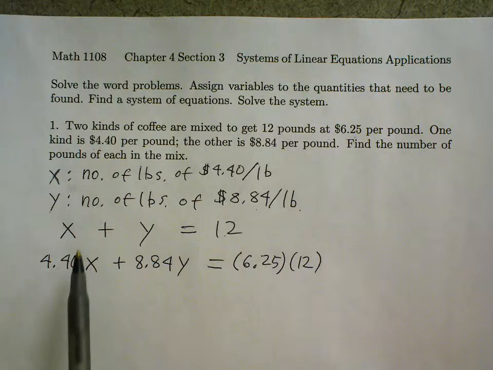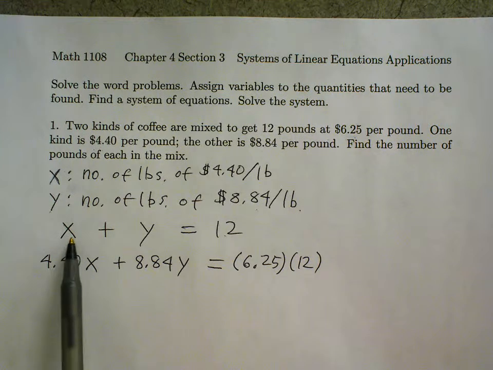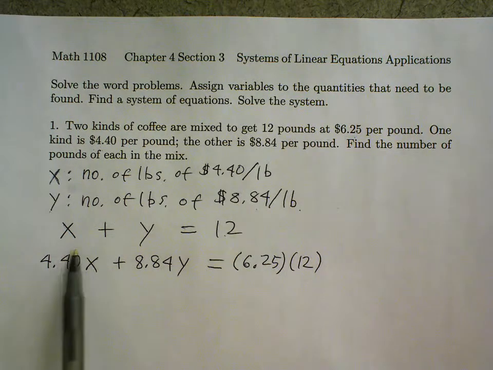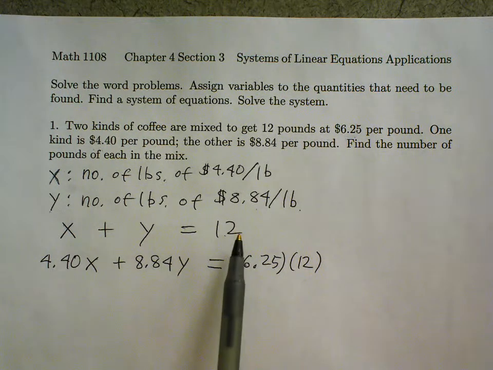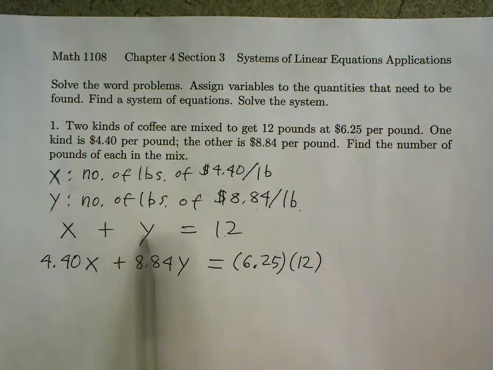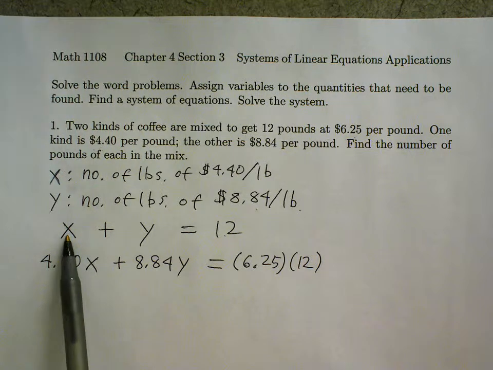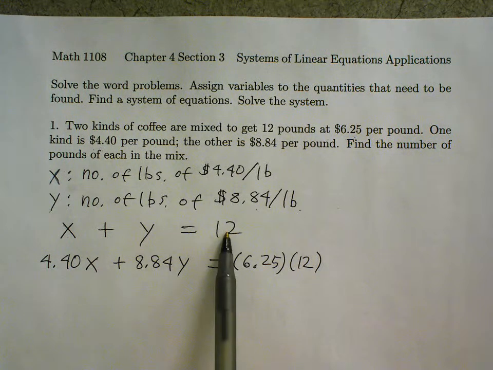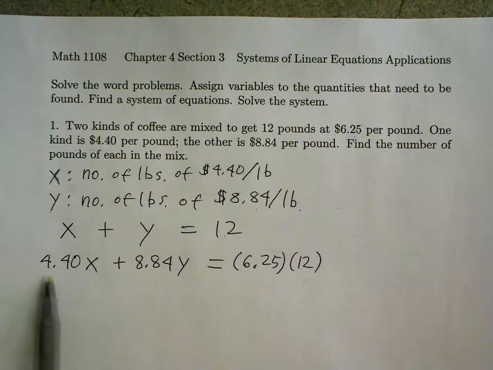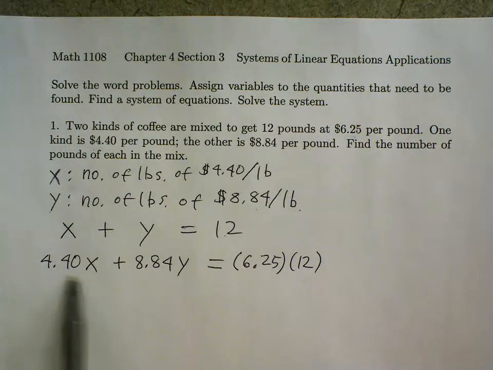Observe, as is always the case, in any particular equation, all of the terms represent the same kind of quantity. So in the top equation, each of the terms represents a certain number of pounds. X pounds plus Y pounds equals 12 pounds. In the other equation, every term represents a dollar value of a certain amount of coffee.